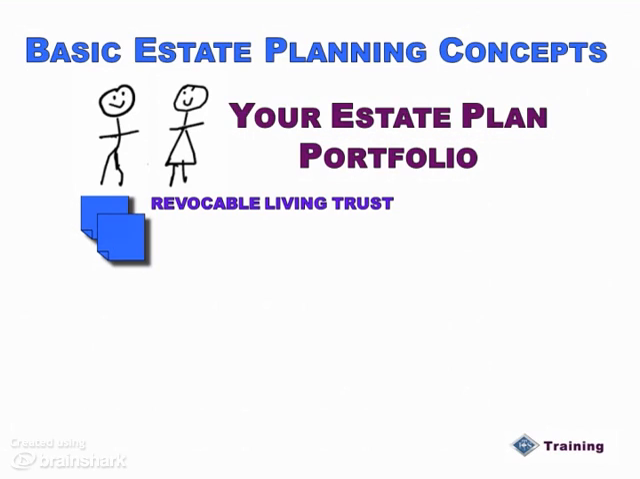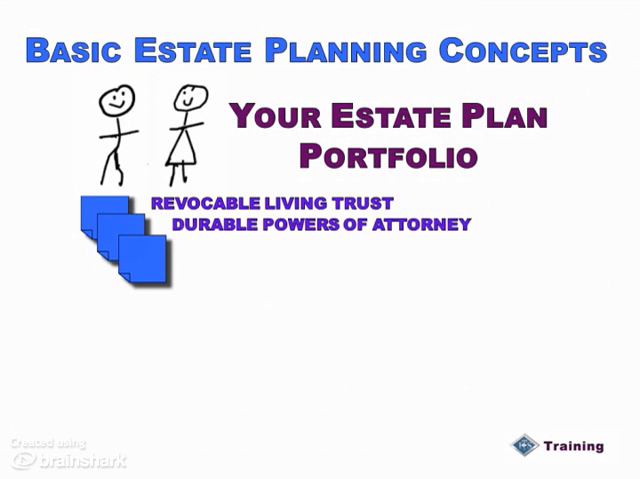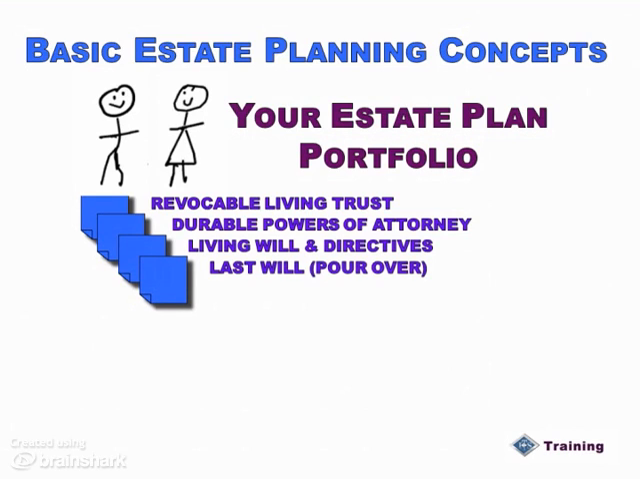It will include durable powers of attorney. This will allow you to select someone to act on your behalf to make financial decisions and medical decisions if you cannot. It will include a living will with directives. This allows you to state your choice about the continuation of life support systems. And it will include a last will, allowing you to make sure that all your assets will flow through your trust.